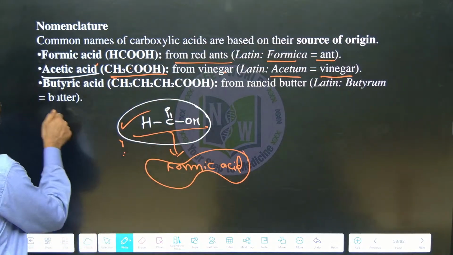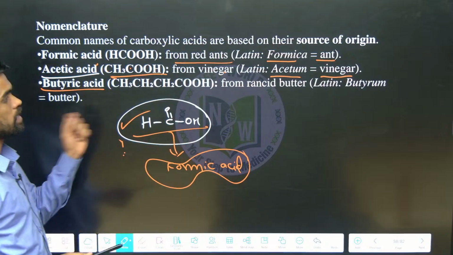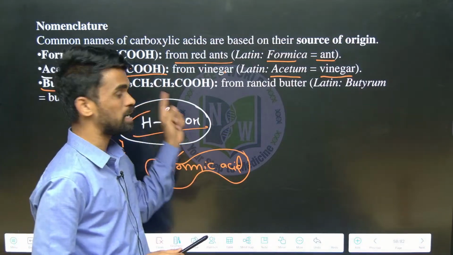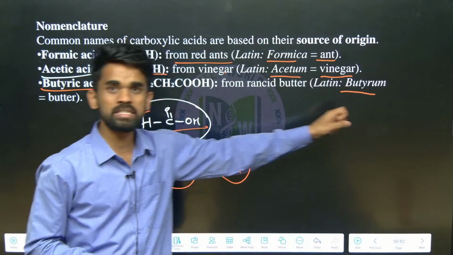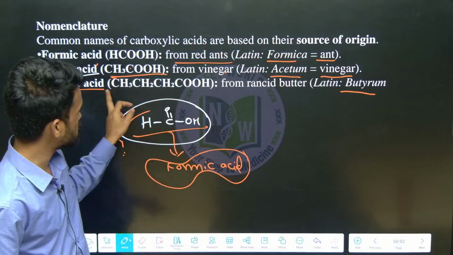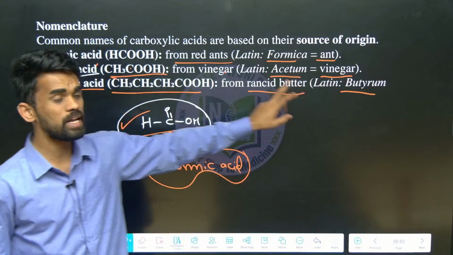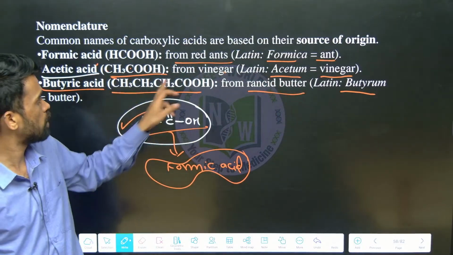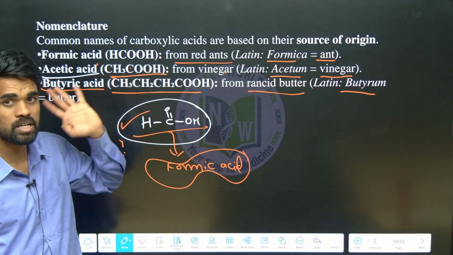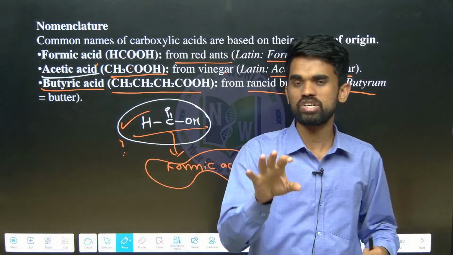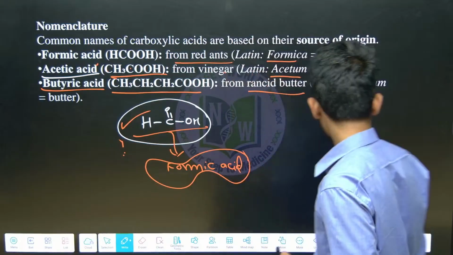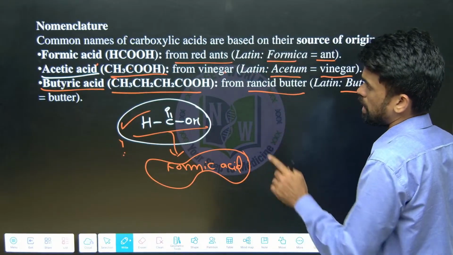Ethanoic acid. Butyric acid. See, butyric acid, because it is present in butter, so we call it that. Latin butyrum means butter. Okay, since this is present in butter, you should call it butyric acid. 1, 2, 3, 4 carbons are there. Butanoic acid, also called butyric acid as a common name. Remember this. Okay, so these are some common names and IUPAC names.